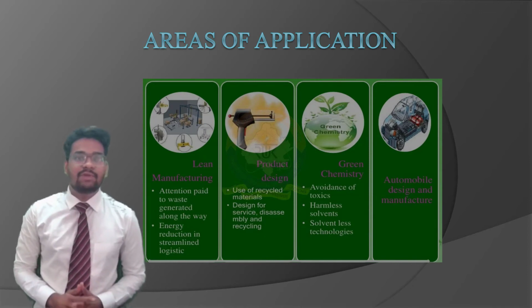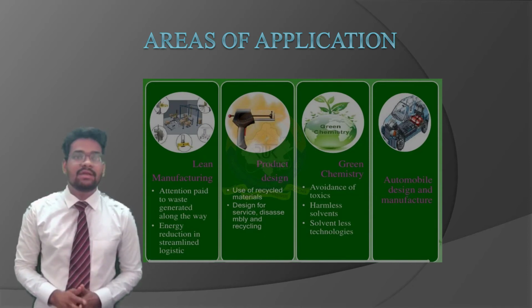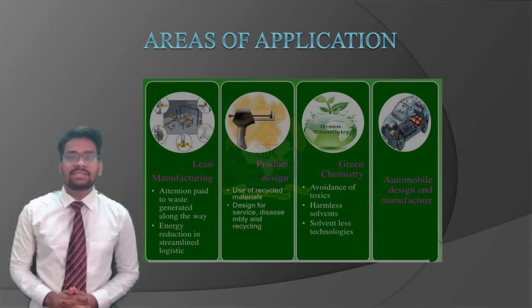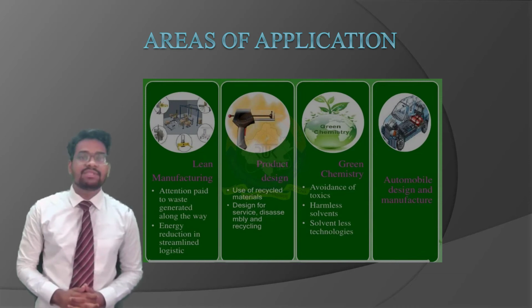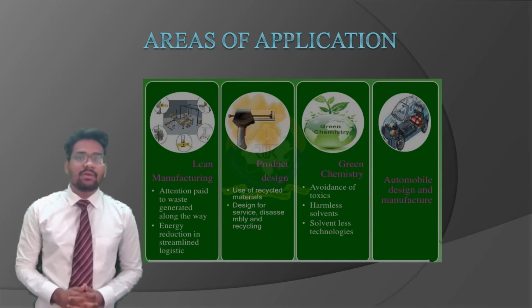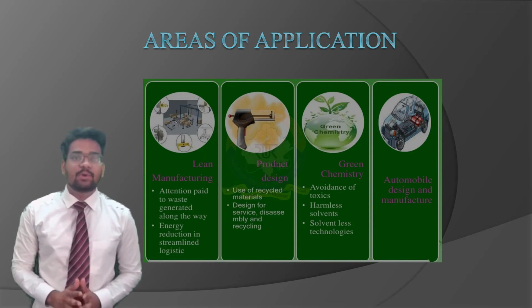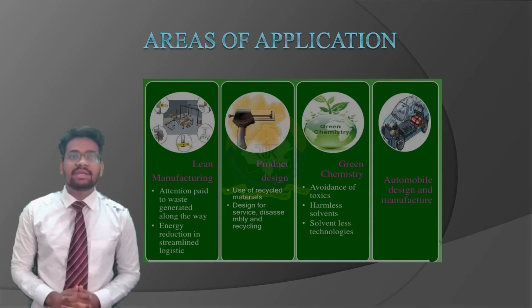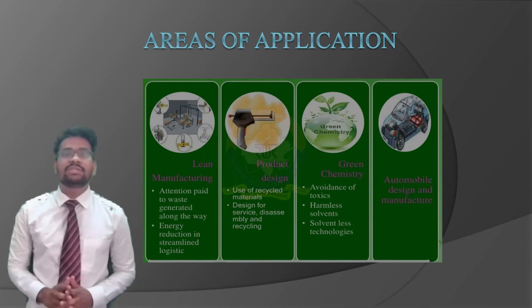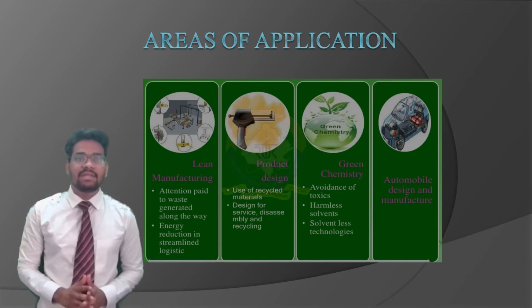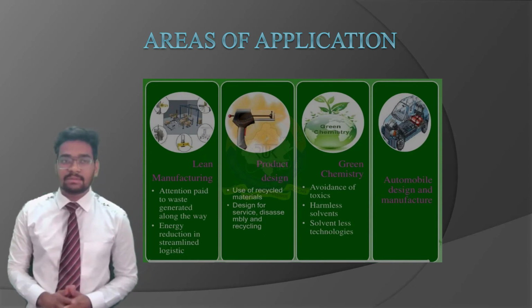Now the areas of application of green manufacturing, that is, where green manufacturing is applicable. As you can see, there are four main areas. The first one is lean manufacturing, in which attention is paid to waste generated along the way and energy reduction in streamlined logistics. The second area is product design, with use of recycled materials and design for service, disassembly and recycling. Third one is green chemistry, which includes avoidance of toxics, use of harmless solvents and solvent-less technologies. And finally, automobile design and manufacturing.